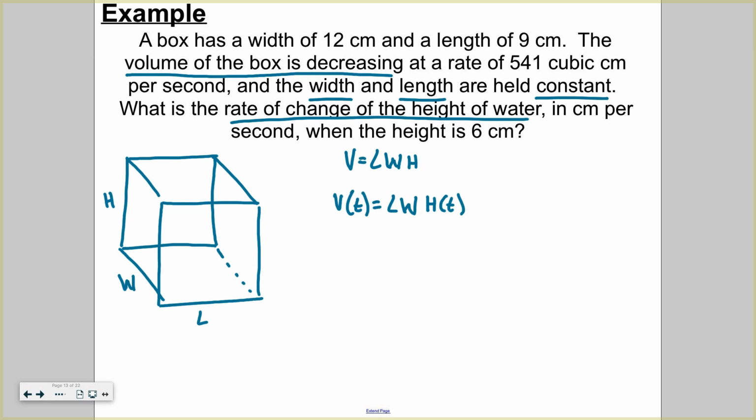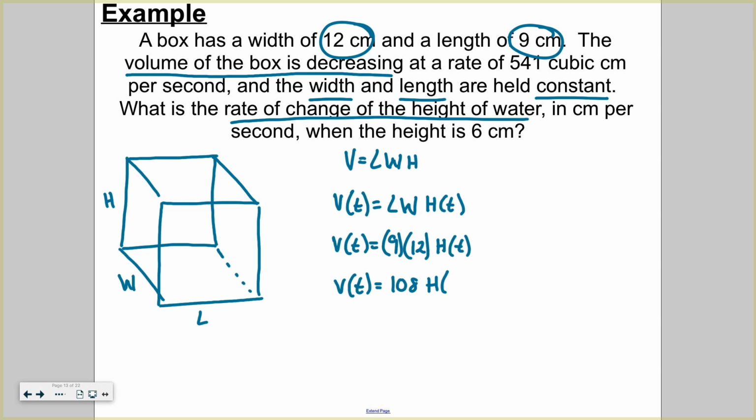Alright, so since the length and the width are not changing, we can substitute in those values right now, 12 and 9. So v of t is going to be equal to 9 times 12 times h of t, which we can simplify down to be v of t equals 108 h of t.